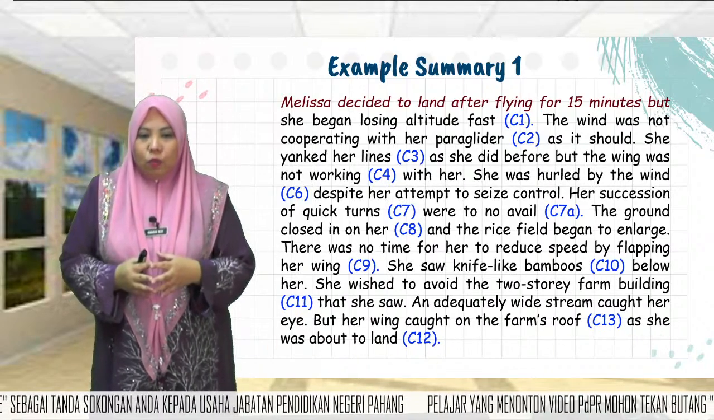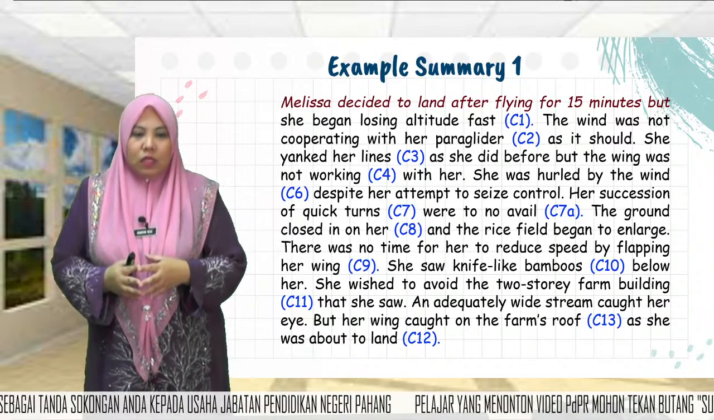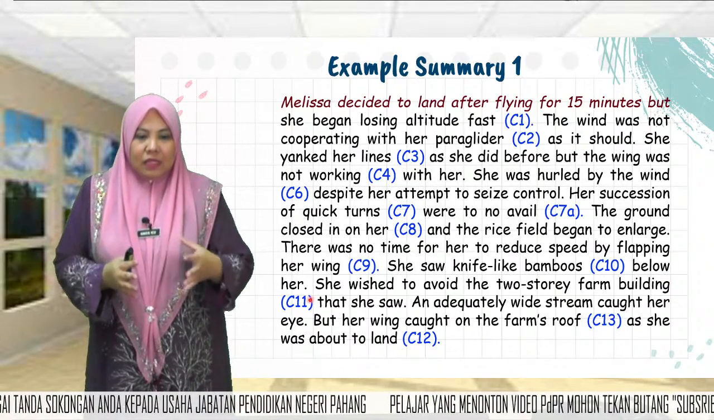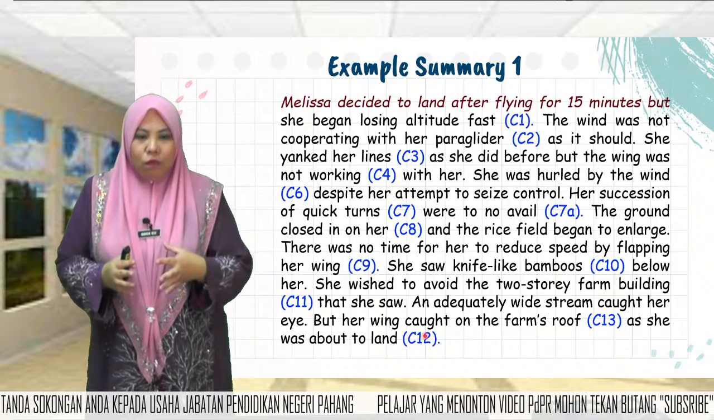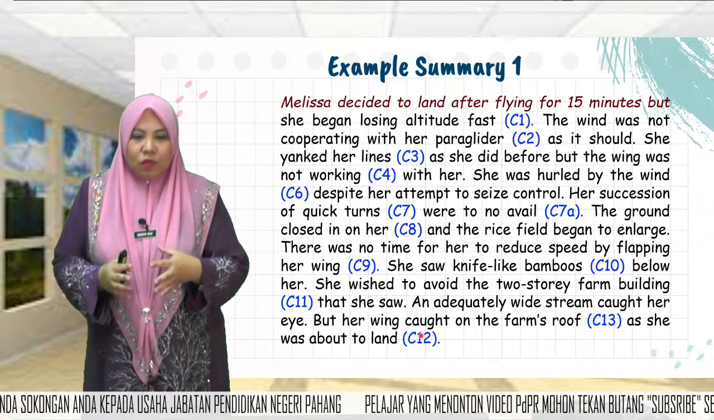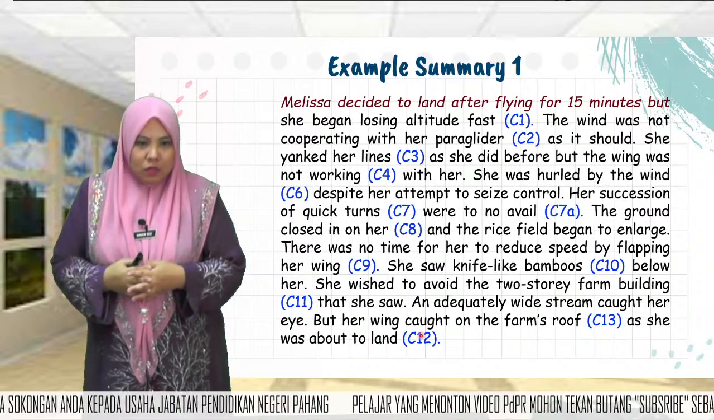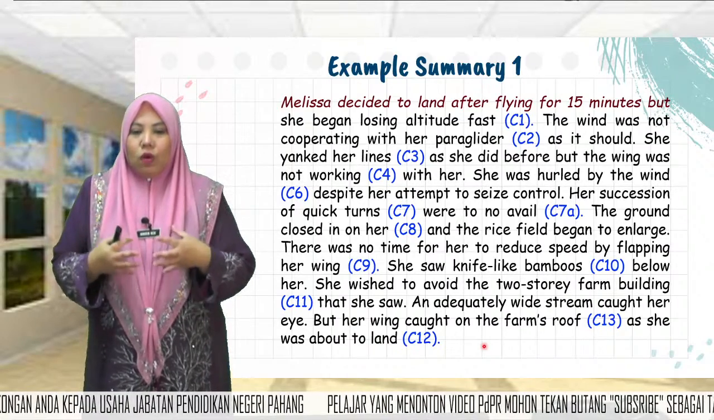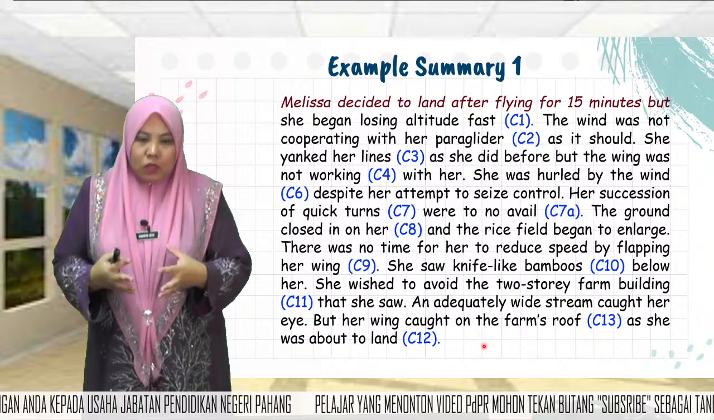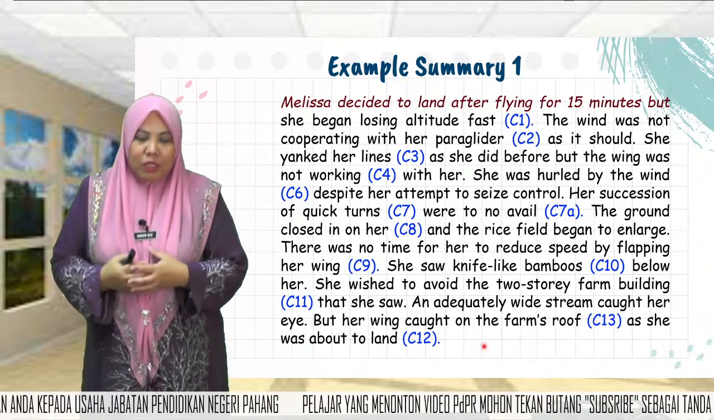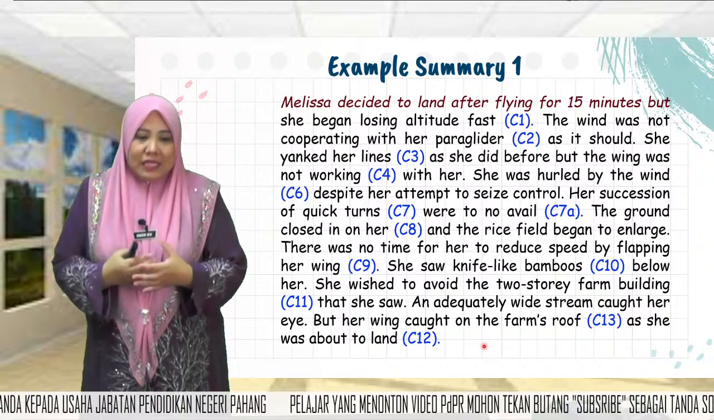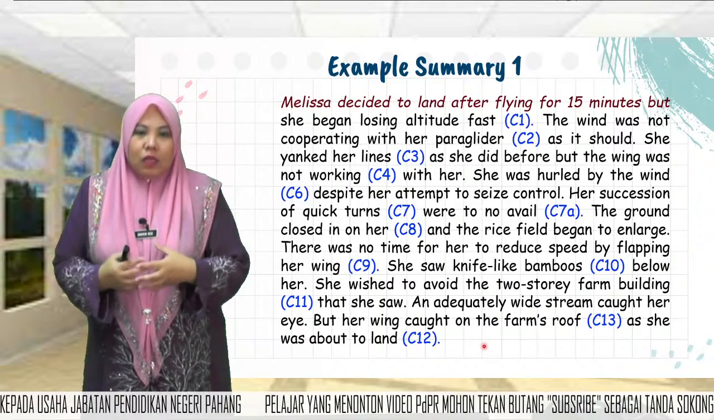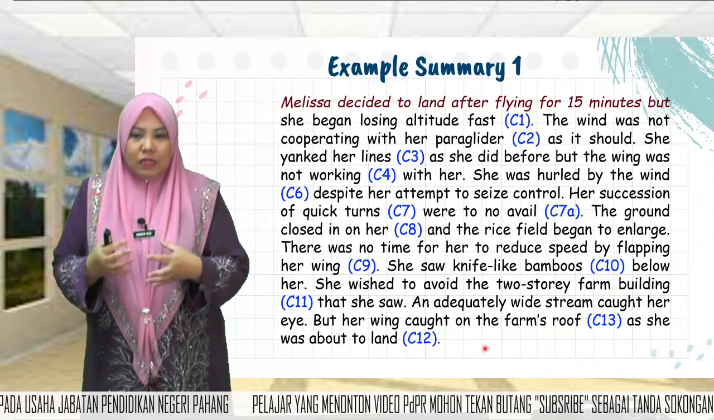So if we count, we have C1, C2, C3, C4, C6, C7, 7A, C8, C9, C10, C11, C13, 12. So we have 1, 2, 3, 4, 5, 6, 7, 8, 9, 10, 11, 12, 13. 13 content points. Okay? So in these 13 content points, the maximum mark for content is basically 10. So no matter how many content points you write, even if you exceed 10, you will always get the maximum of 10. So in this example, content is 10.